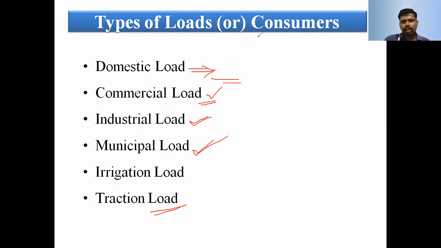All this control is operated in the substation itself. And irrigation load depends upon the season. In the rainy season the demand is less, but in the summer season the demand is more. And for traction load, in the morning and evening the load increases, and the remaining time the load stays at the base load. These are the various types of consumers and loads. They are classified as domestic, commercial, industrial, municipal, irrigation, and traction load.